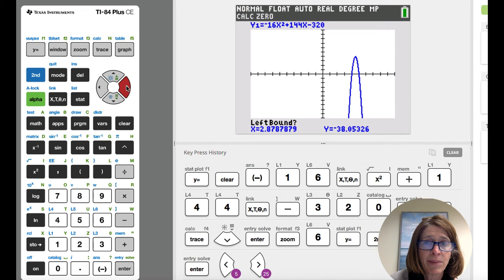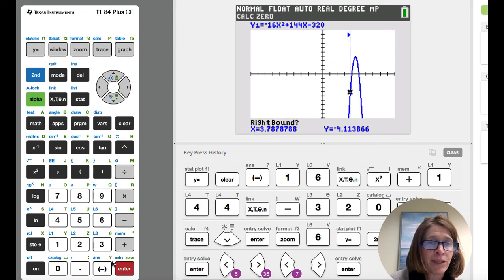Hold on, is it coming up here yet? All right, there we go. Okay, so I want to be on the left side of the 0, so anywhere to the left side about there. I'm going to press enter. I'm going to do that again. Go to the right side of it, press enter.